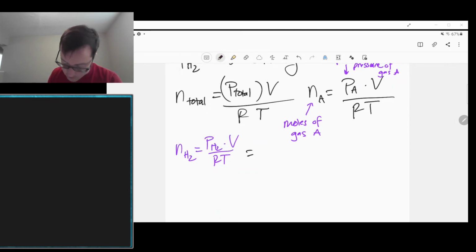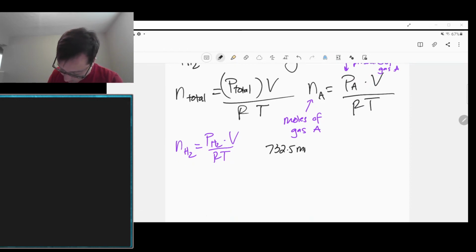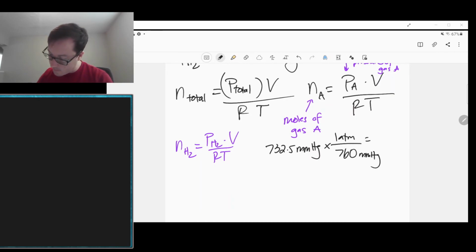So for us, we can say, well, actually, we've got to do some adjustment first. We see that we have 732.5 millimeters of mercury. We're going to need to convert that to atmospheres, right? So we have 760 millimeters of mercury, 1 atmosphere. So doing that, 732.5 divided by 760, 0.9638. And this is with 4 sig figs. So let's actually take one more decimal point just so we keep rounding errors to a minimum.